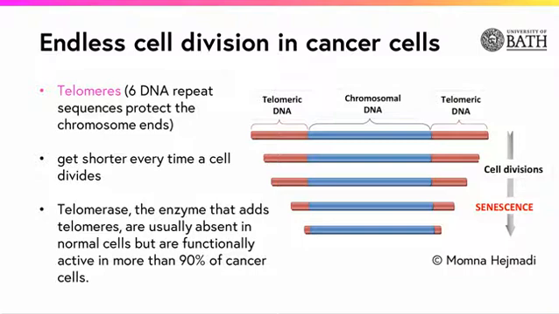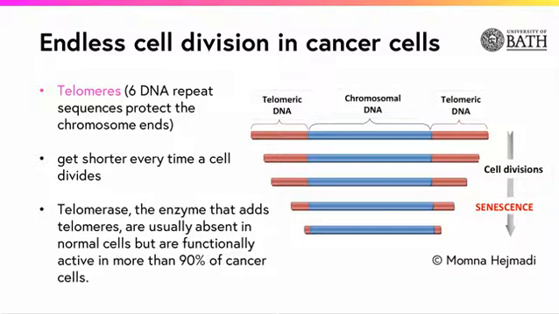DNA contains sequences called telomeres. Telomeres are junk sequences or non-coding sequences, typically containing 6 base pair repeats. And these telomeres flank the ends of chromosomes. Every time a cell divides, these chromosomes get shorter and shorter because the telomeres get chopped off with every round of division. And the enzyme that adds telomeres is called telomerase.